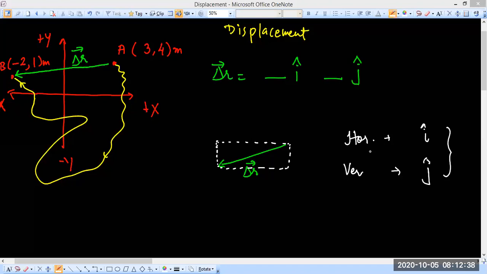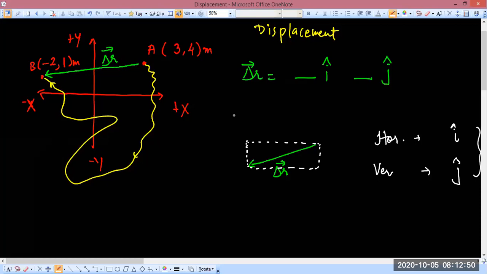Yes, Vedant, you are right. Every vector can be written in such two forms. Okay, so now, do you agree that the horizontal one is 5 meter in length? This horizontal side is 5 meter.